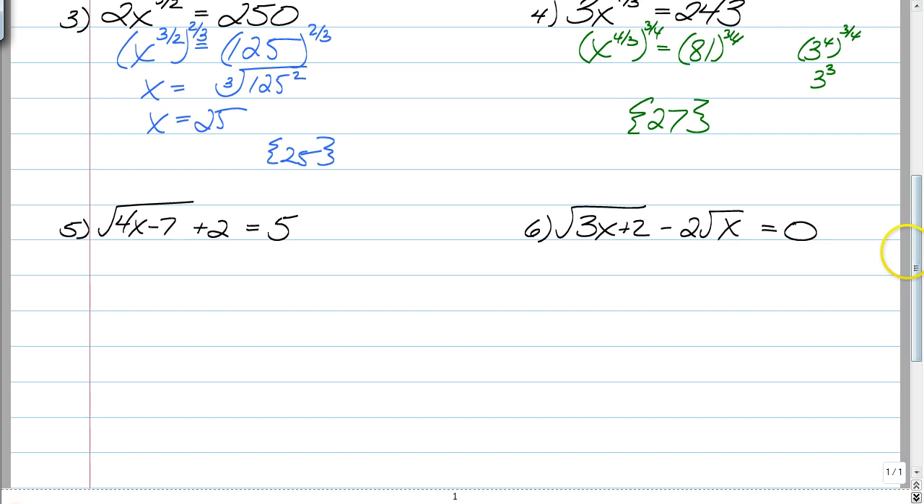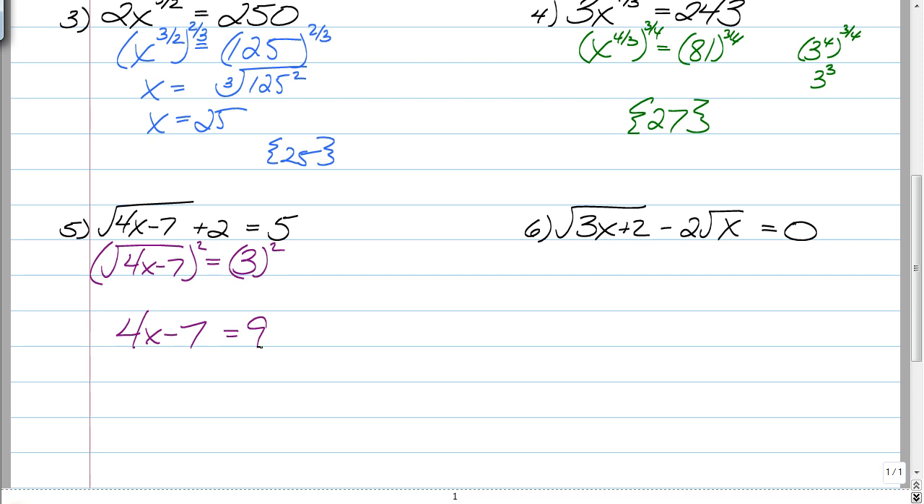Moving on to question number 5 and 6. The first thing you need to do with question number 5 is get the radical by itself. So you have the square root of 4x minus 7 is equal to 3 after you subtract the 2. And now you need to square both sides to get rid of the square root. So you're going to square this side and you're going to square that side. That's going to leave you with 4x minus 7 is equal to 9.